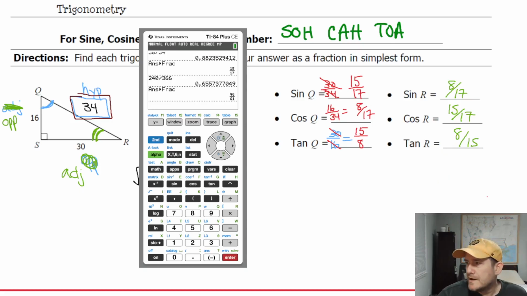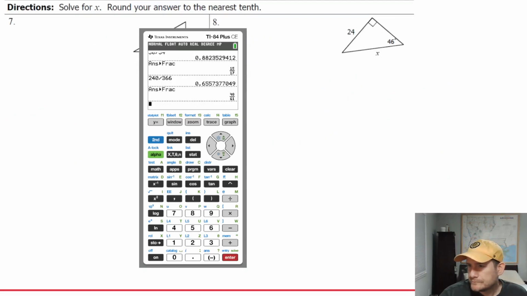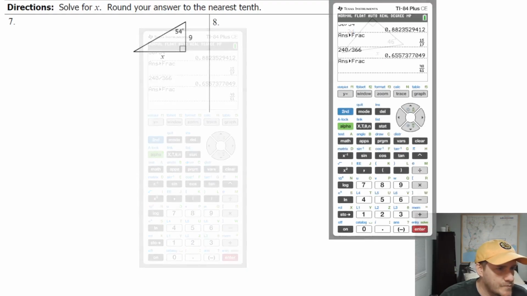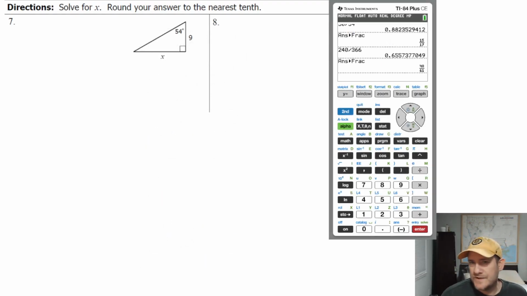Okay, so let's move on. So now in these next few problems, these are a different kind of trigonometry problem. This time we're going to actually set up equations and solve them. So I'm going to need this calculator. Let me move it over. Okay, and for number 7, let's talk.